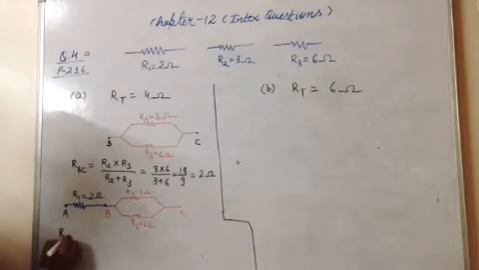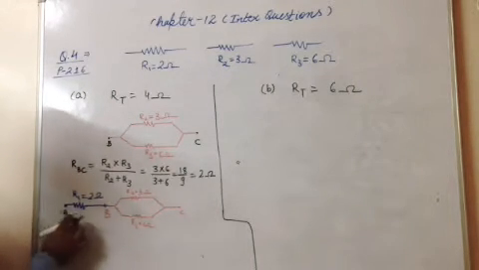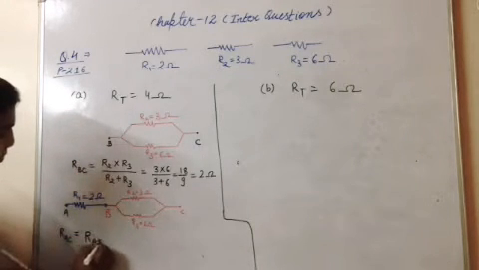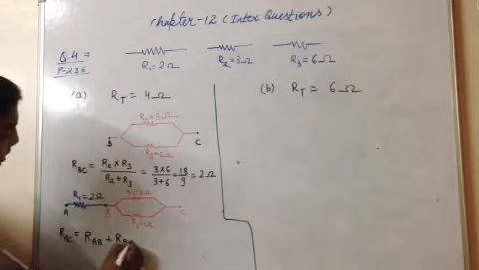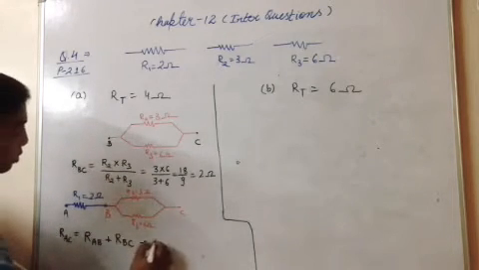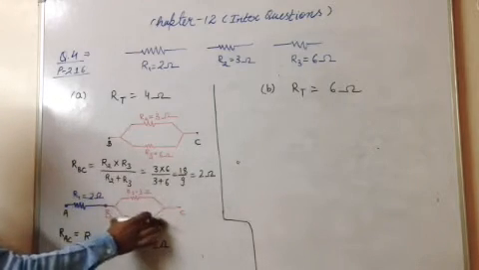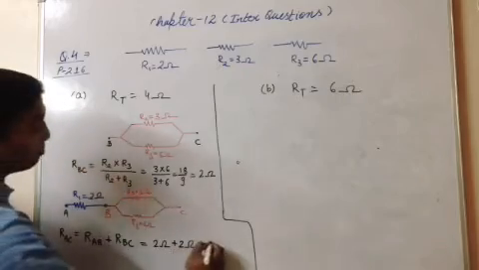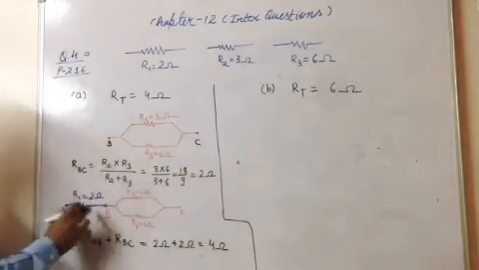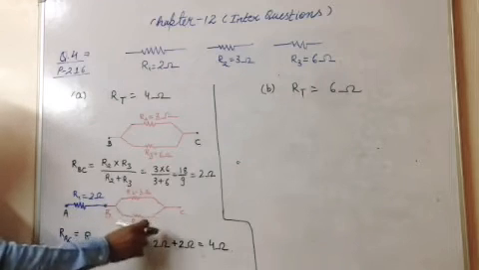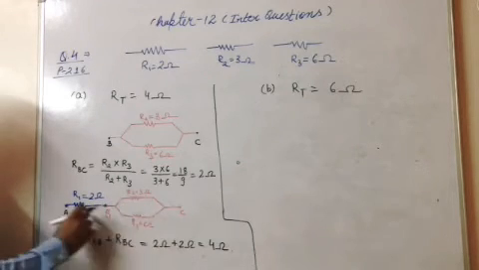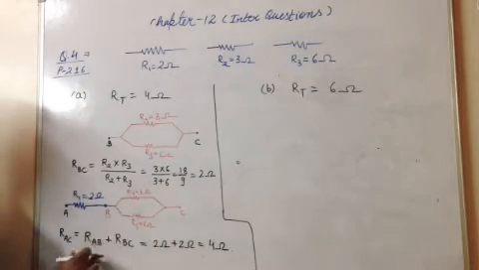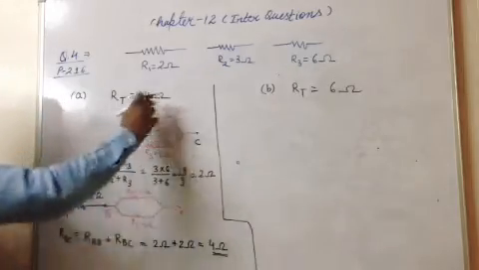So what would RAC become? RAC would be the resistance from this point to this point, RAB plus RBC. So RAB is what? 2 ohm. And what about this RBC? This RBC we are getting again 2 ohm. So this 2 plus 2 would become 4 ohm. This way you can connect 3 resistors, means these 2 in parallel and 1 in series. So the overall equivalent resistance for this combination would be 4 ohm. This first part is done.